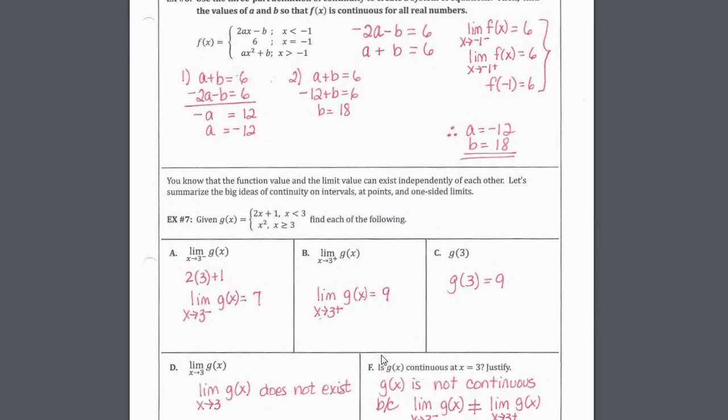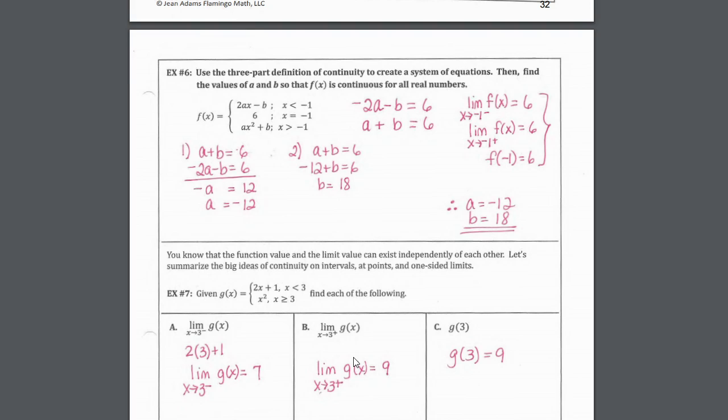Finally, before I show the rest there, it says that the function value and the limit value can exist independently of each other. That summarizes the big ideas of continuity on intervals, at points, and one-sided limits. So given g of x, and we have this piecewise here, find each of the following.